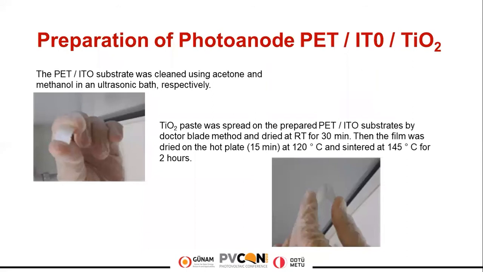For preparation of photoanode, the ITO substrate was cleaned using acetone and methanol in an ultrasonic bath, respectively. And this step is very important, because if we couldn't clean very well, it can directly affect efficiency. Titanium dioxide paste was applied on the prepared ITO substrates by doctor blade method and dried at room temperature for 30 minutes. Then the film was dried on the hot plate at 120 degrees for 15 minutes and sintered at 145 degrees for 2 hours.